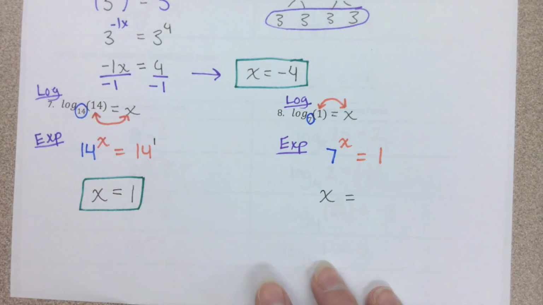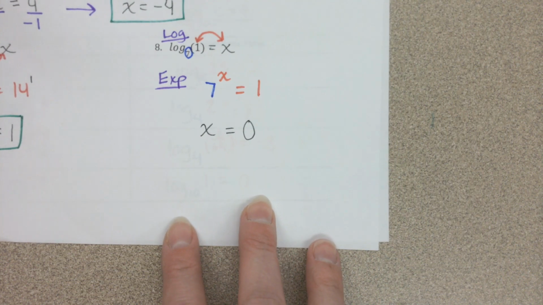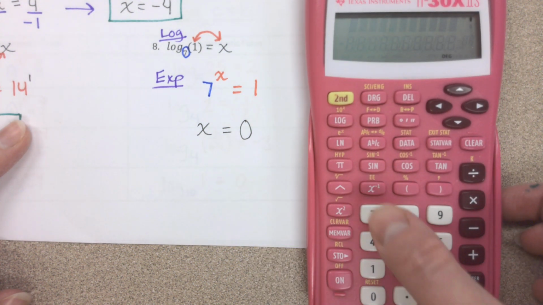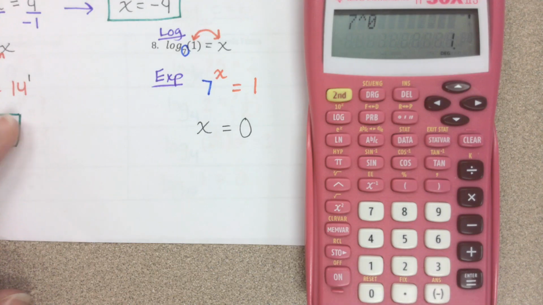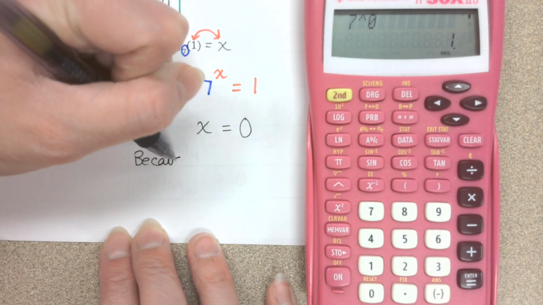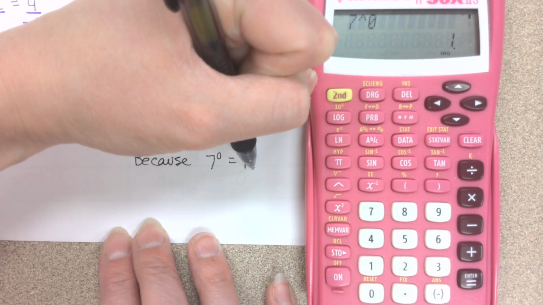Now, unfortunately, there's not a straightforward way to solve this one. You can't break down the 1 or the 7. You can't make a match. So this is kind of a know it or you don't kind of thing. Does anyone know what x equals? 0. I'll give you two explanations as to why this works. First explanation, if I plug 0 in, it works. Feel like that's convincing enough? Because 7 to the 0 power equals 1. So therefore x is 0.